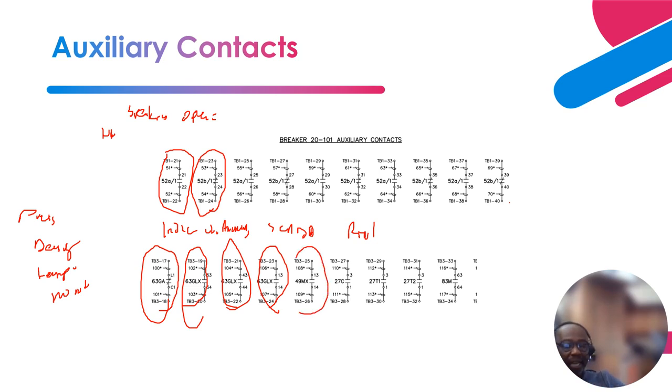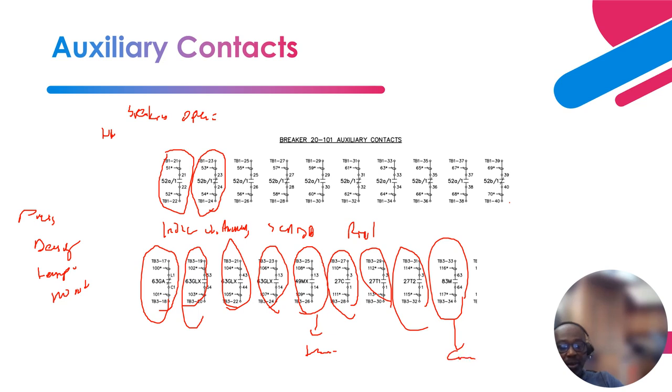Next is a 49MX. This one is a thermal management relay, an auxiliary relay for the compressor motor. Then a 27C is undervoltage, right? Then 83M is the compressor motor auxiliary relay, the compressor motor control relay contact.